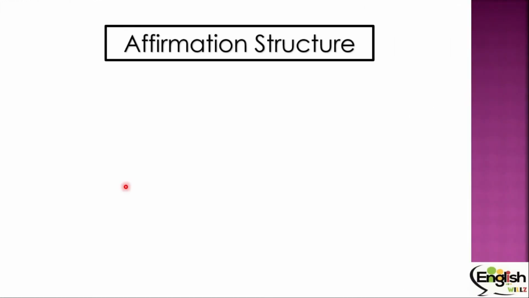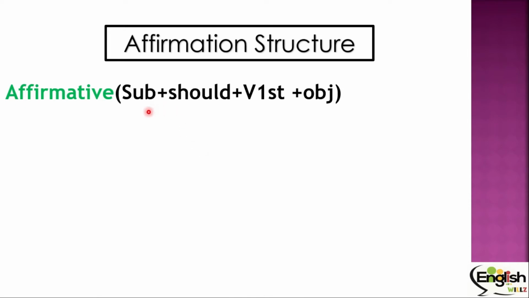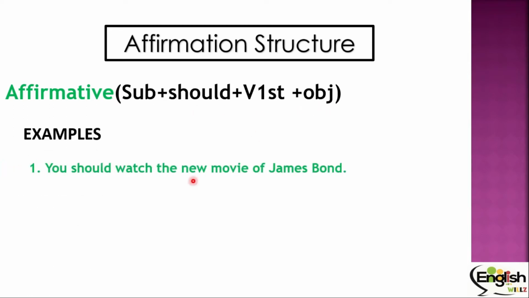So let's discuss the affirmative structure. In the affirmative structure, first of all we use subject, then should, first form of the verb, and then object. For example, you should watch the new movie of James Bond. आपको James Bond की new movie देखनी चाहिए. You're just giving a suggestion to someone.